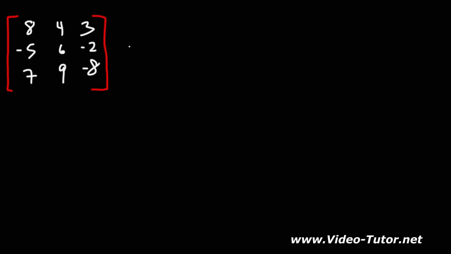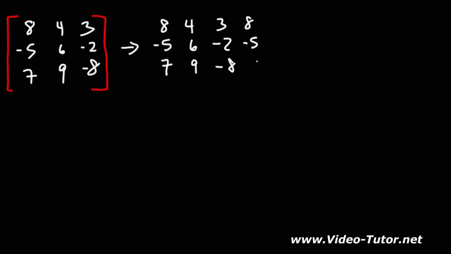So we're going to follow the same example. Let's begin by writing the first column, 8, negative 5, 7. And then the second column, 4, 6, 9. And then the third column, 3, negative 2, negative 8. Then we're going to write the first column, 8, negative 5, 7. And then the second column, 4, 6, 9.